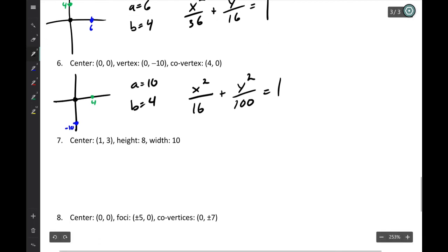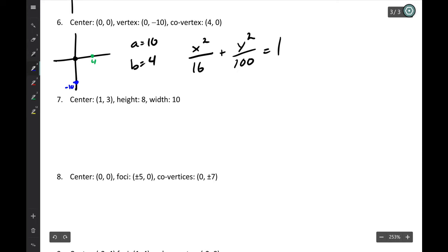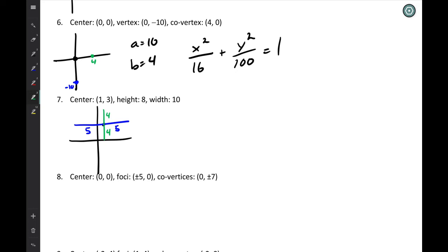Okay, this next one's a little bit different. I give you the center, which is not at 0, 0, so let's carefully graph that. So my center is instead at 1, 3, so about right here. And then it says the ellipse has a width of 10 and a height of 8. Well, the width is bigger than the height. This is going to be 10, which means 5 this way and 5 this way. And the height is 8. It's going to be this way here, 4 this way, 4 this way. And that gives me my a and b value. A is 5, b is 4.